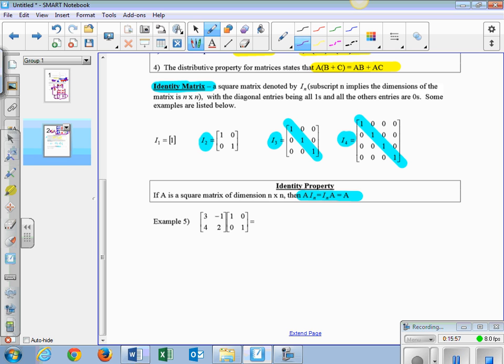Okay, so I'm going to once again check my dimensions. This is a 2 by 2 matrix, and this is a 2 by 2 matrix. So my middle numbers match. My outside numbers tell me the dimensions of that matrix. So I know I'm going to have a 2 by 2 matrix. 1, 2, 3, 4.